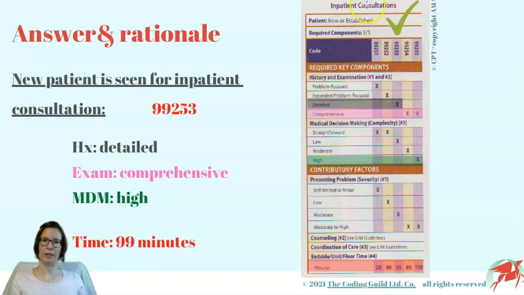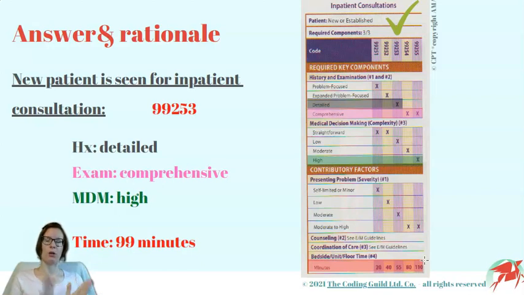The type is inpatient consultation, and these codes can be used for both new or established patients, no difference. The required components is 3 out of 3, so all key components must meet or exceed the same level. That only happens at code 99253 because the detailed history reaches it, the exam exceeds it, and so does MDM. The reason why we are not coding by time is that the necessary statement about more than 50% of the time having been spent on counseling or coordination of care is missing here.